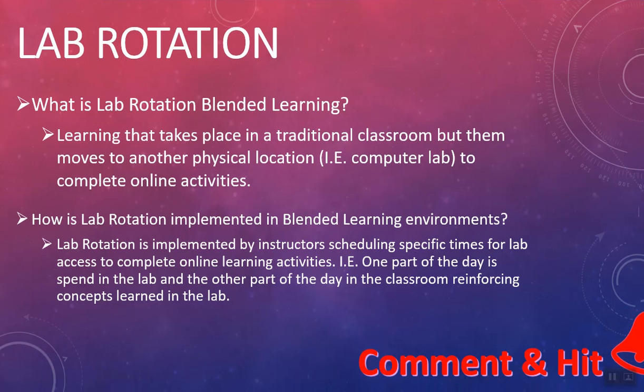The next blended learning type is lab rotation, and lab rotation learning is learning that takes place in a traditional classroom, but it moves to another physical location to complete the online activities. So we have our traditional classroom where most of our subjects are taught, and then we have a separate online or a separate lab where computers or whatever online equipment you have, web tech tools, 3D printers, you will have those there for the students to go to that different environment to do those activities.